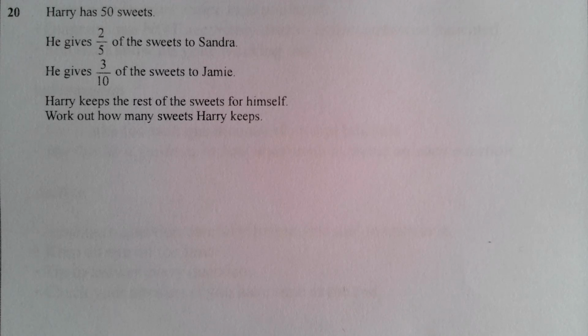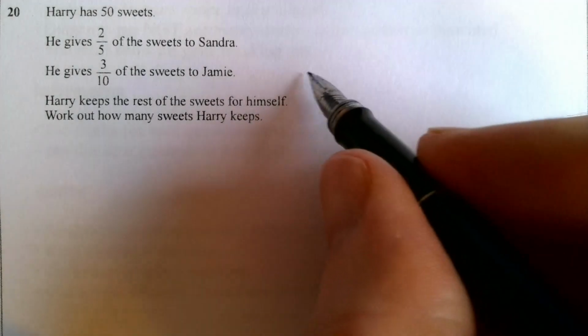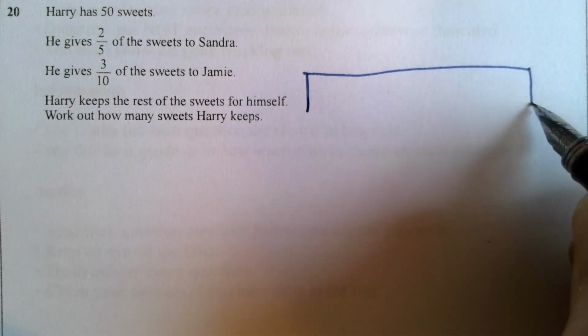Question 20. Harry's got 50 sweets. He gives 2/5 of the sweets to Sandra. He gives 3/10 of the sweets to Jamie. He keeps the rest for himself. I'd recommend maybe drawing one bar for when he does it with Sandra, one with Jamie. It's up to you. Pause the video, give it a go. Right, so I've got 50 sweets.